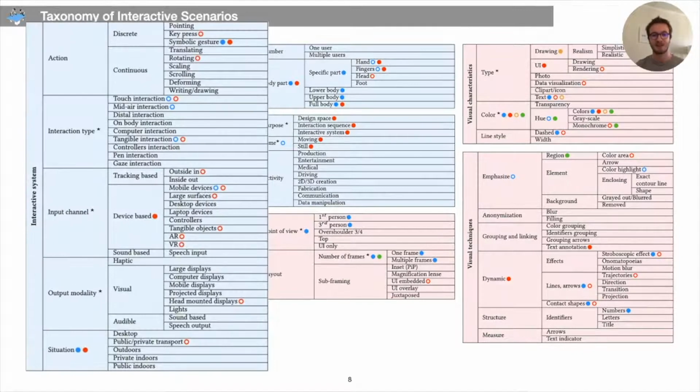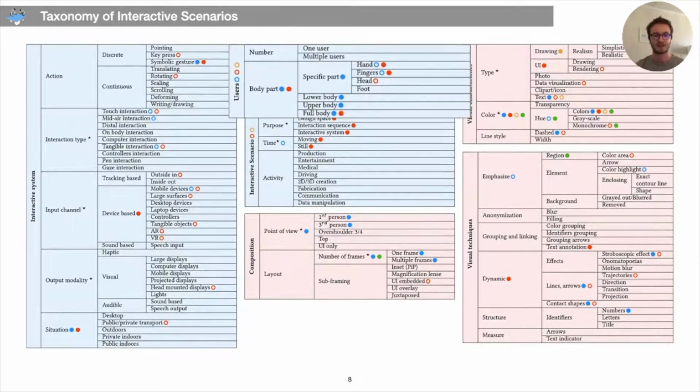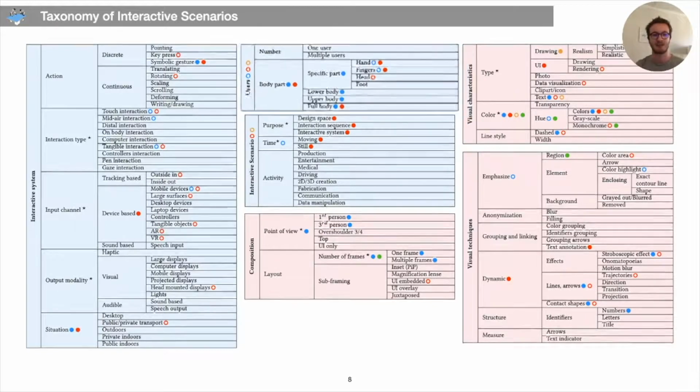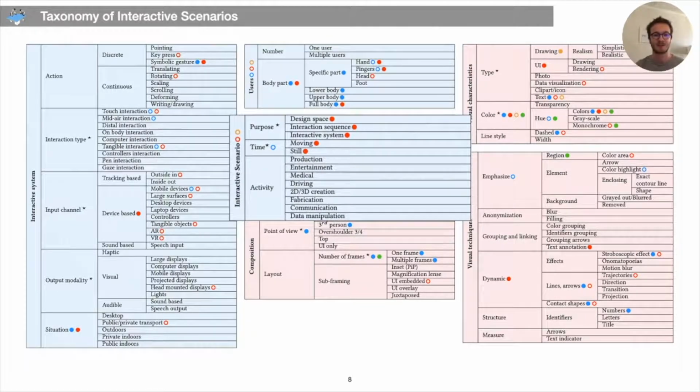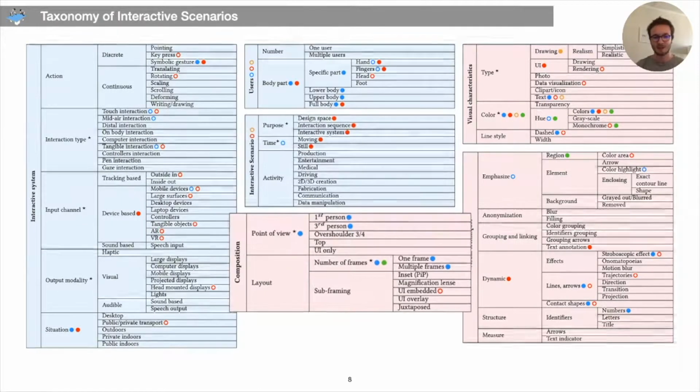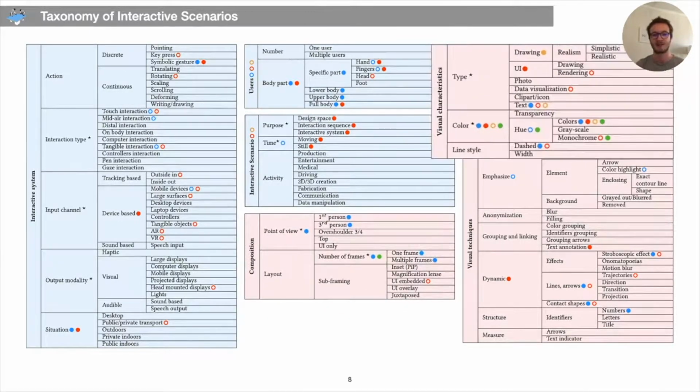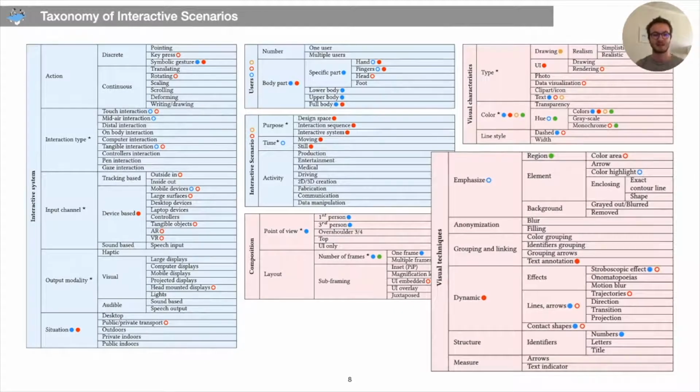Interactive system, that describes the composition of a system. Users, that describes the user's situation. Interactive scenario, that gives the system context. Composition, that describes how it structures a figure. Visual characteristics, that visually describes the figure. And visual techniques, that describes techniques used to depict some visual aspects of the figure.